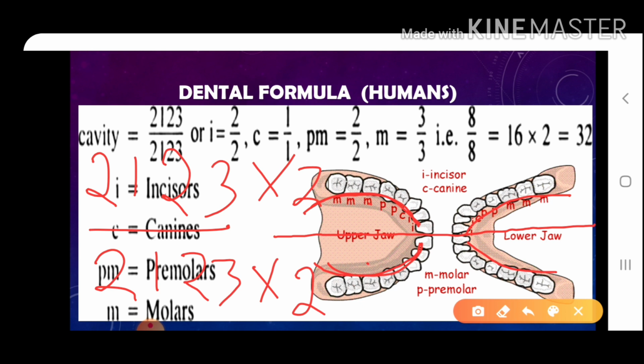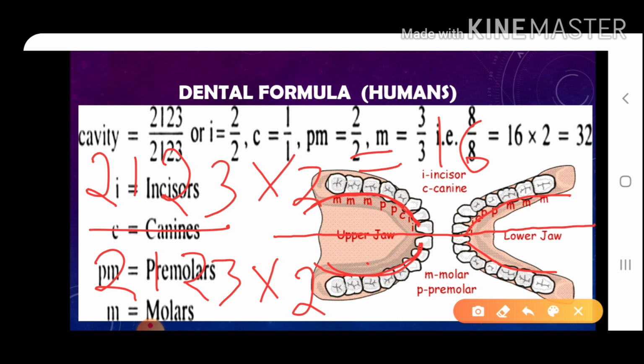That is 2 incisors, 1 canine, 2 premolars and 3 molars. So if you add them all, you will get 2 plus 2, 4, plus 1, 5, and 6, 7, 8. 8 into 2 would be 16. So there are 16 teeth present on the upper jaw.